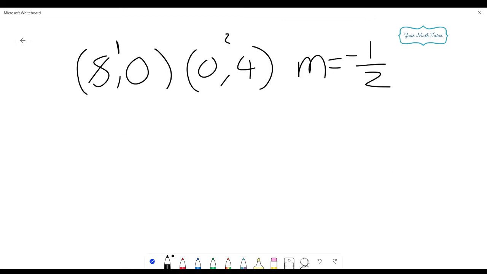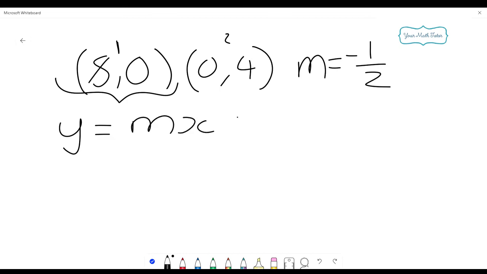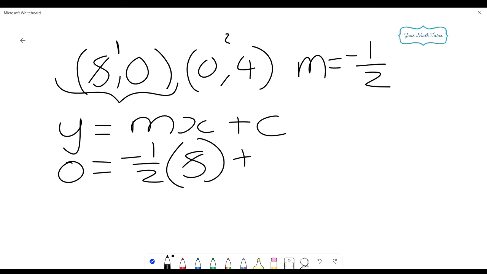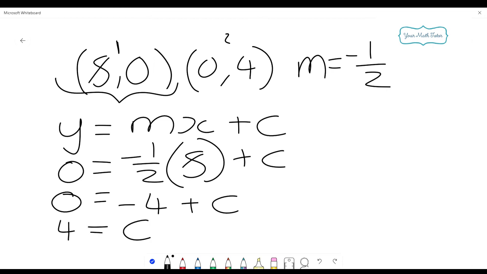So you just choose one single coordinate to punch into the y = mx + c standard notation of a linear function, and then solve for c. Let's use that first point. So our y there is 0 = m, which is -1/2, times x, which is 8, plus c. That gives us 0 = -4 + c, and then adding 4 on both sides gives us 4 = c. So that is our y-intercept.